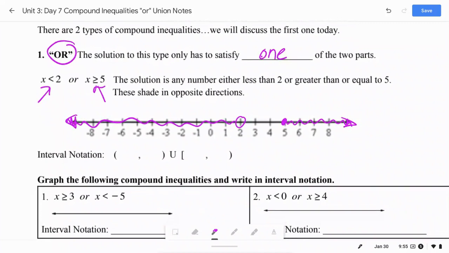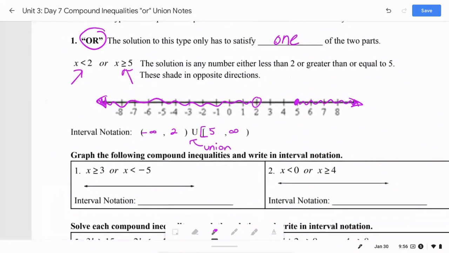And then to do the interval notation, we always go from left to right on a number line. If I look at the first inequality, it's going from negative infinity to positive 2 with parentheses. Then we put a U in the middle, and that U stands for union. Union means joining together. So we have negative infinity to positive 2, and then from positive 5 to positive infinity. There's a bracket around the positive 5 since that's a closed dot. So basically it's just interval notation, joining two intervals together with that U in the middle.